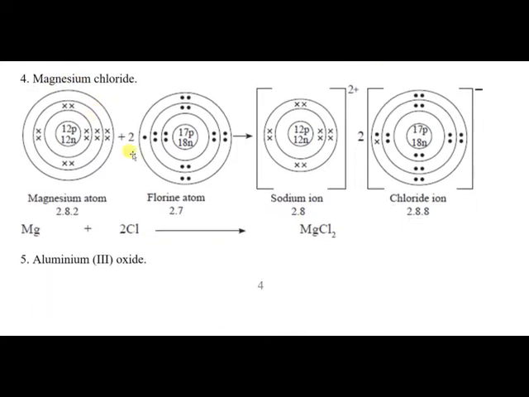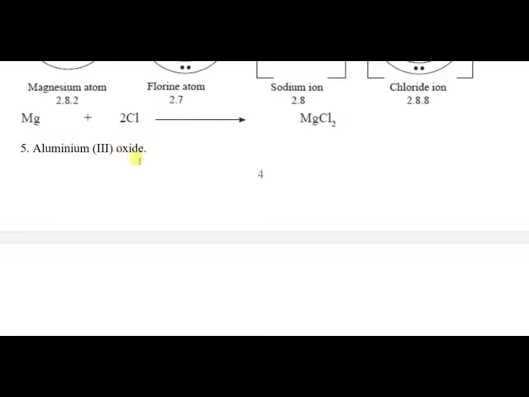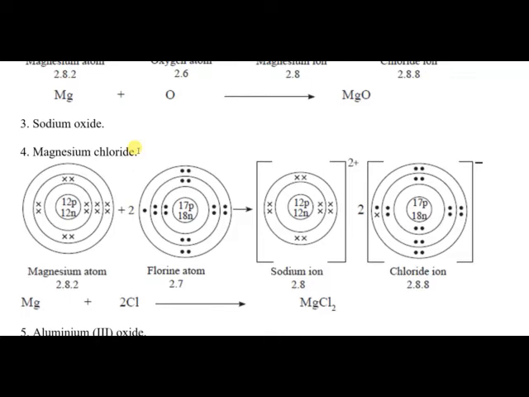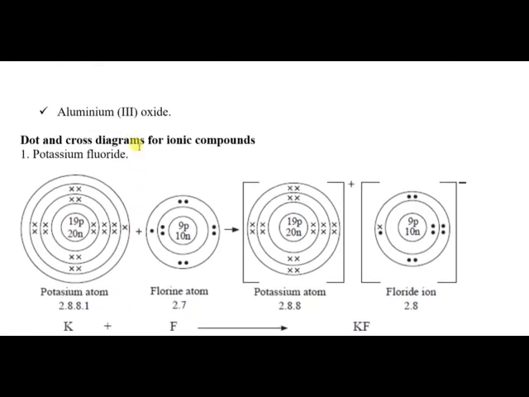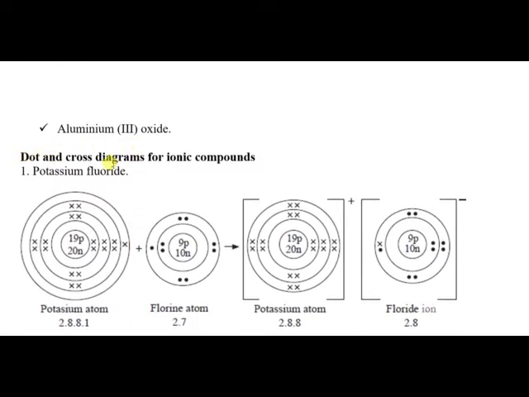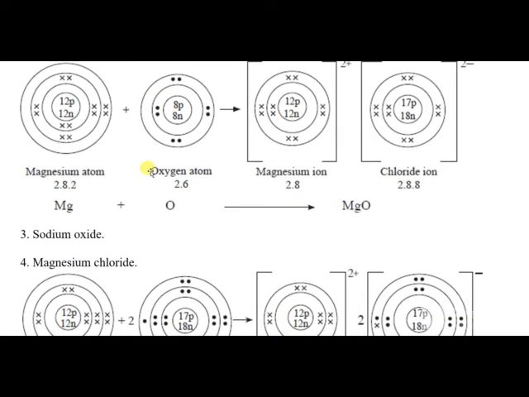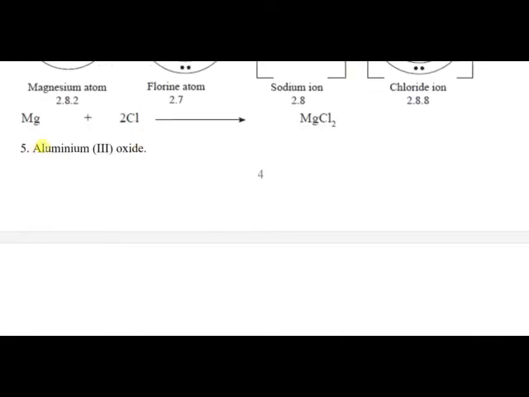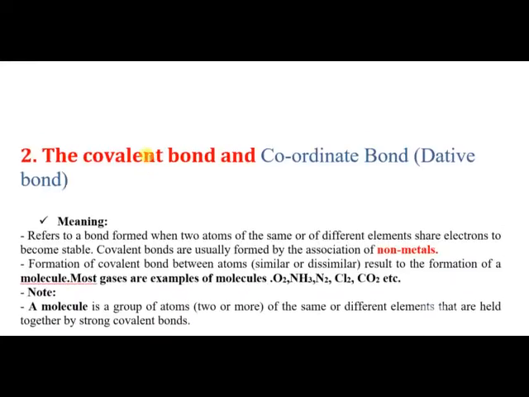The one I want you to draw, you draw, and you can WhatsApp. My number is also there. You can draw the aluminium oxide and send it on WhatsApp so that I can see what you have done. Try to draw it. The question is, using dot and cross diagram, draw the bonding of aluminium chloride and aluminium oxide. So you will try that.